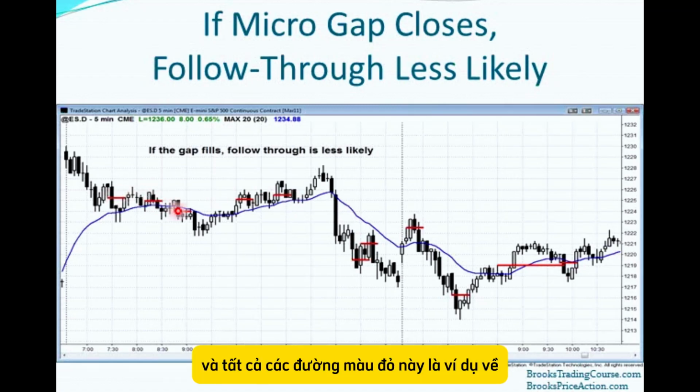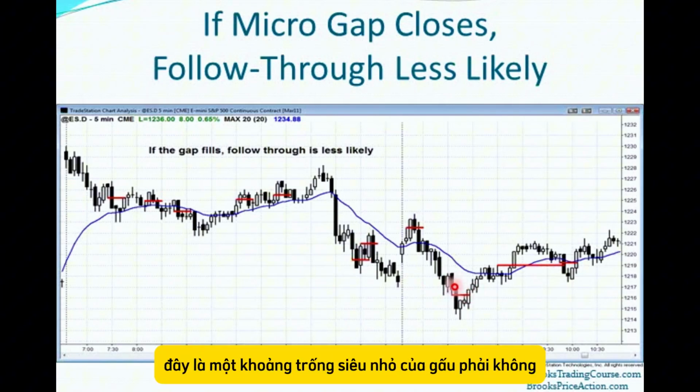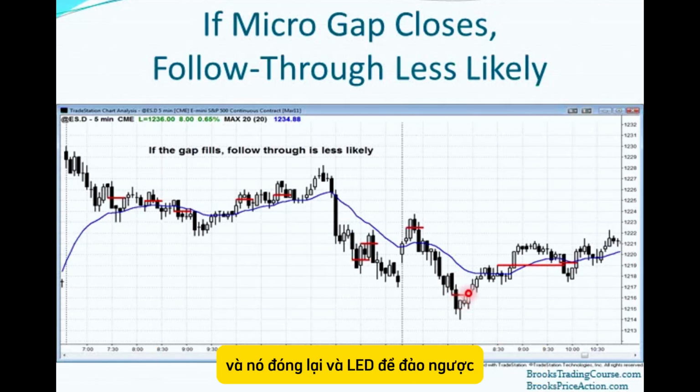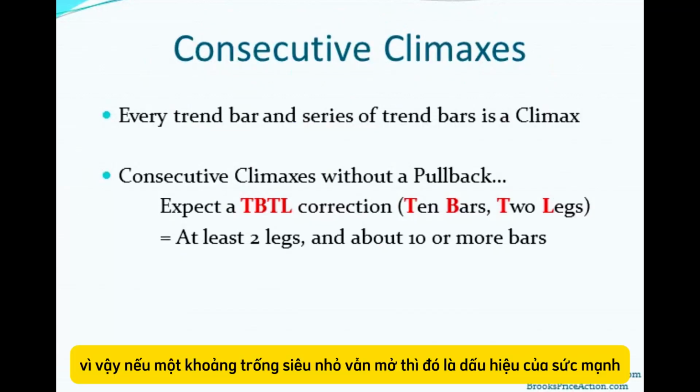And all of these red lines are examples of micro gaps that closed and had not much follow through strength. Here's a bear micro gap, right? And it closed and it led to a reversal. So if a micro gap stays open, it's a sign of strength.